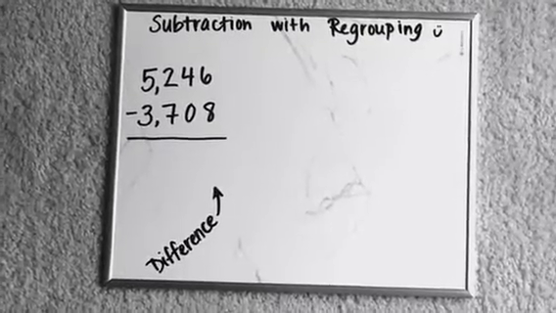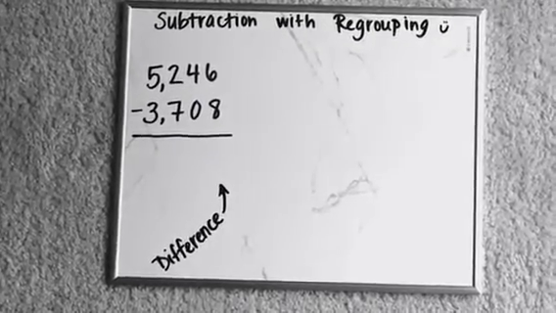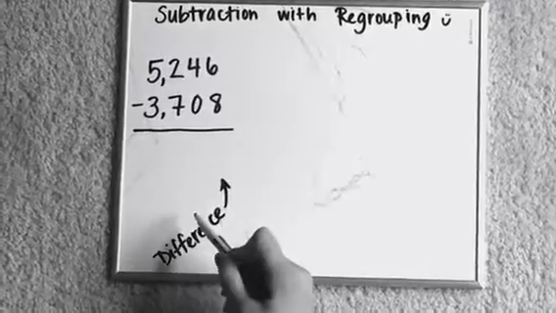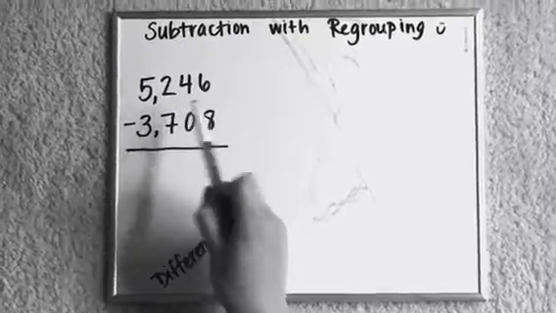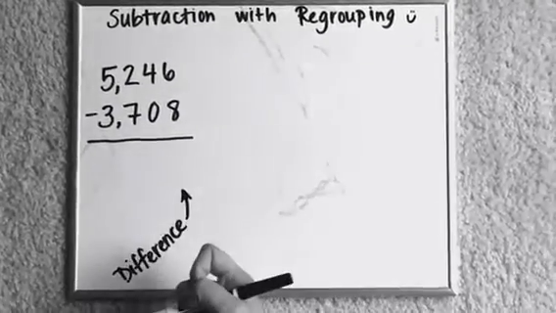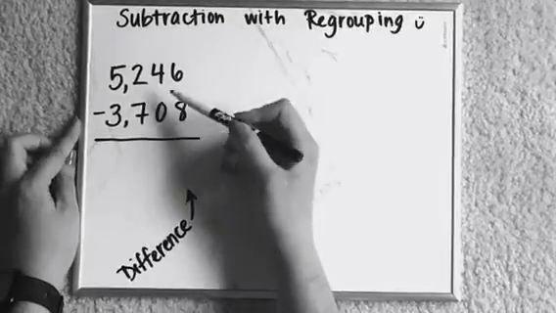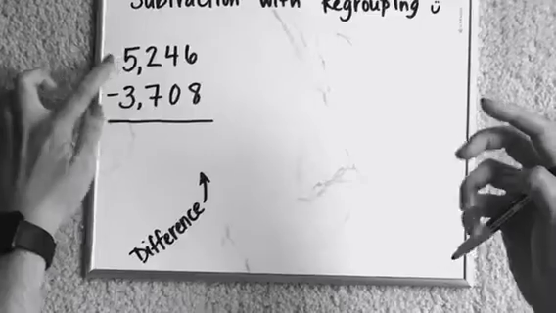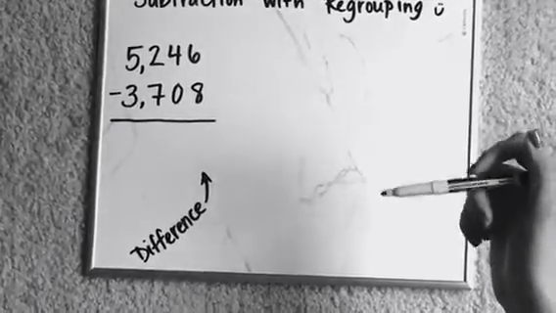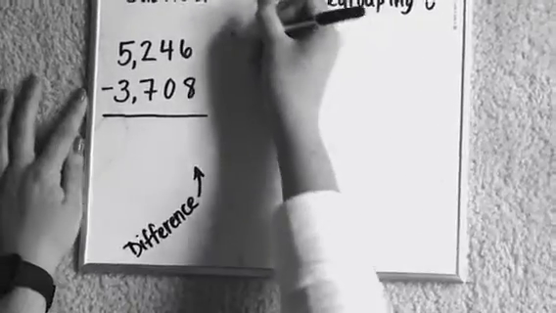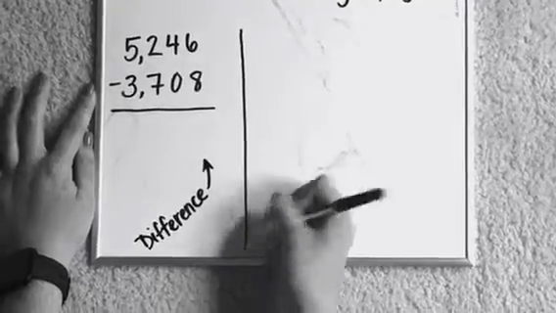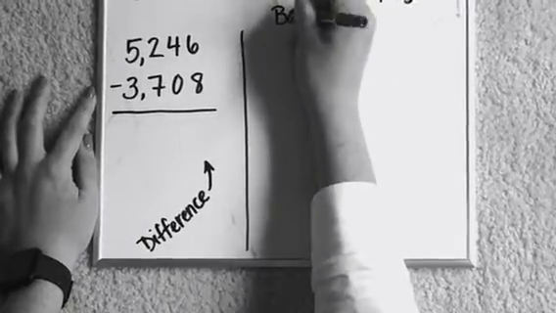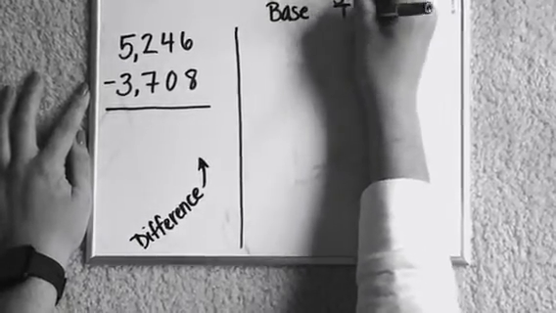This lesson is going to be about how to subtract with regrouping. So let's say, for example, we need to find the difference between 5,246 and 3,708. We need to think about what number is the larger value. Well, 5,246 is what is being subtracted. So we're going to go ahead and model it using base 10 to truly understand what's happening in the problem.